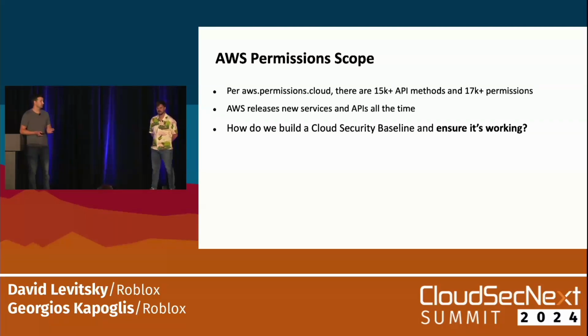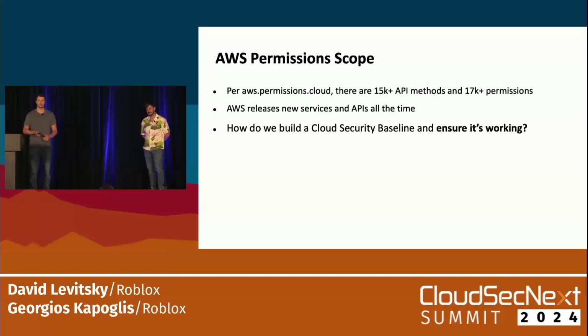So we looked at 2 specific examples, one API for an S3 bucket and one API for an EC2, but there's hundreds of different services and namespaces out there. So at this kind of scale, what can we do to build our cloud security baseline, but not just build it, also prove that it's working?